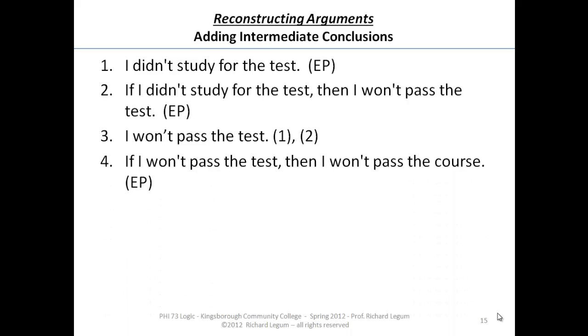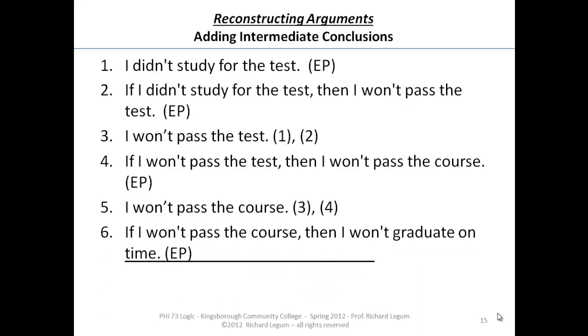4, if I won't pass the test, then I won't pass the course. Well, 3 and 4 combine to get you 5, I won't pass the course. 6, if I won't pass the course, I won't graduate, now an explicit premise. 5 and 6, and modus ponens, we've been using modus ponens, direct reasoning with conditionals as our inference. Notice how much mileage that one particular inference gives us. We get to the conclusion, I won't graduate on time.